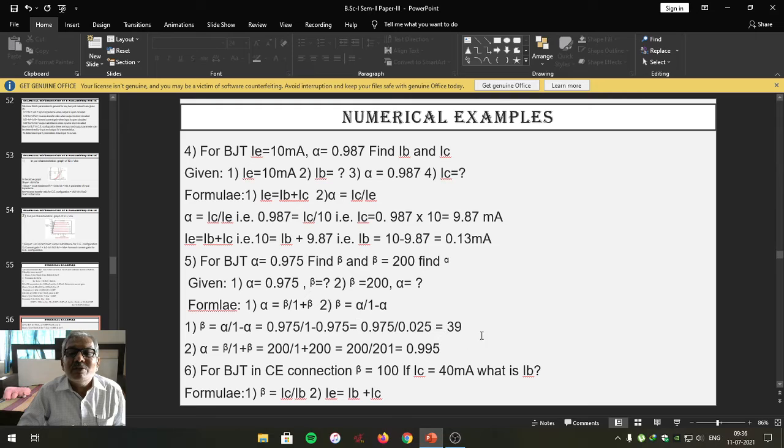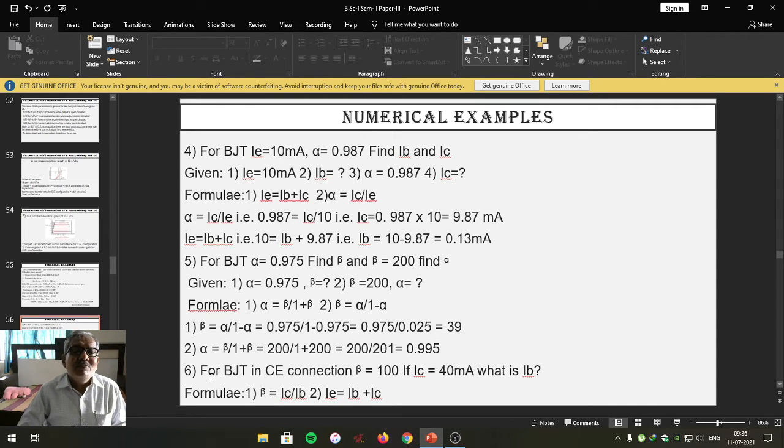Its ratio comes to be around 39. So here beta is 39. Now calculate alpha. Alpha is equal to beta upon 1 plus beta. You have given beta is equal to 200. Put it here, 200 upon 1 plus 200. 200 upon 201. That comes to be 0.995. So this is how one can calculate the alpha and beta if one of the quantity is given.